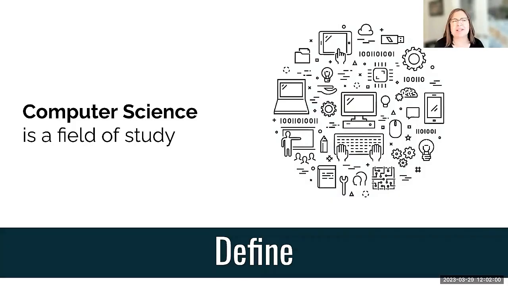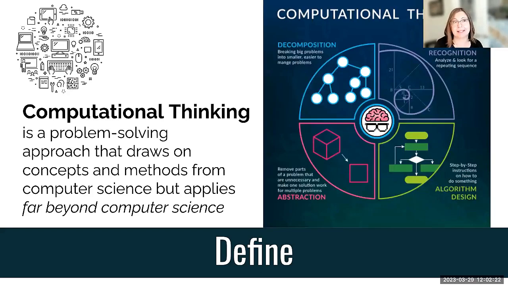Our first definition is computer science itself. Computer science is a field of study. It is a science, but it is a way of thinking as well when you get into that notion of computational thinking. Computational thinking is a problem-solving approach that draws on those concepts and methods of computer science and then applies them, but it can apply them far beyond computer science itself.